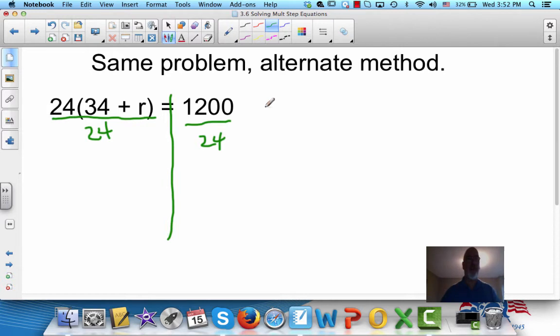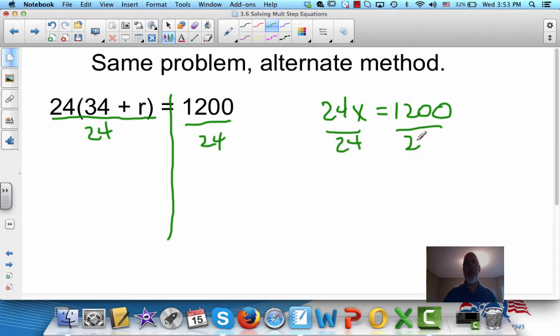You see, this is just like if you had 24x equals 1200. This is 24 times something equals 1200. And if you had this one, what you would do is you would divide by 24 on both sides. Well, that's the same thing you're going to do over here. So now we draw a line for the next step. These cancel each other out, and you're left with 34 plus R equals 50.